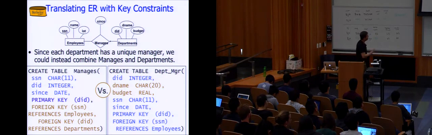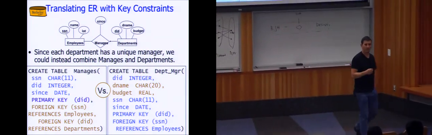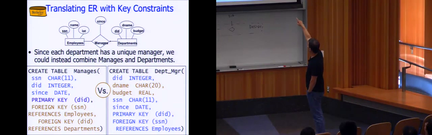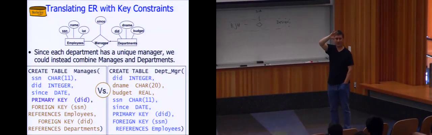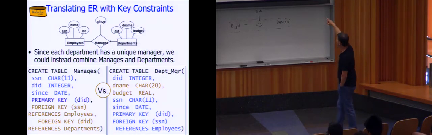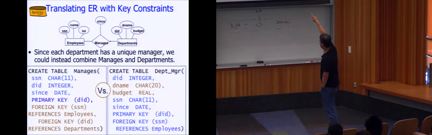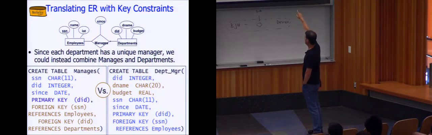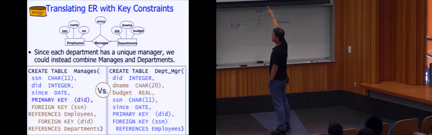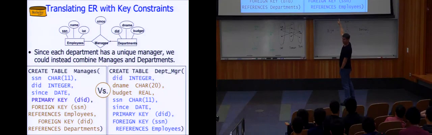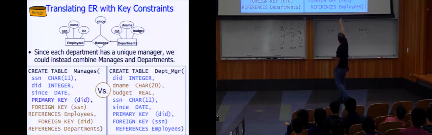Here's another way to do it, on the right-hand side, which is don't create a manages table at all. Just stick the manager information on the department. So we'll create a dept manager table that captures both the department and the management information, because after all, there's only at most one manager per department. So we can have the manager information be kind of a decoration on that department, just extra columns. That table, dept manager, will have the department ID, all the department attributes, DNAME and budget, and it'll have the manager as an attribute, SSN. It's just an attribute of the department, there's a manager SSN. And a since date, which came from that manager's relationship set, will also be part of the department information.